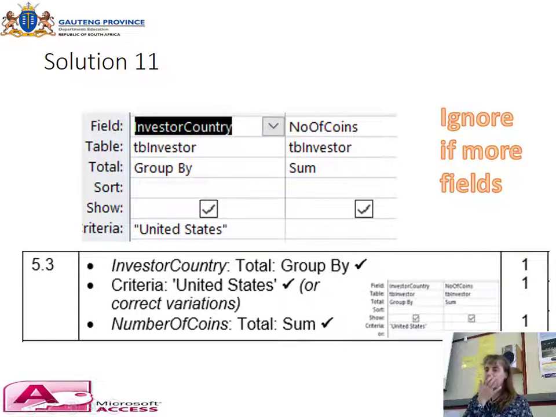Here we go. So we've got our investor country. That's group by, and here's a little bit more because it's got a criteria as well. It's not just a basic group by, it's group by according to a criteria, and the criteria is United States. And then the number of coins needs to be added up with the sum. Now, very important, remember the key focus here is on those two fields only. If the learner has included other fields in the query, you're not going to penalize them on the other fields that have been added, because the main focus will only be on those two fields.